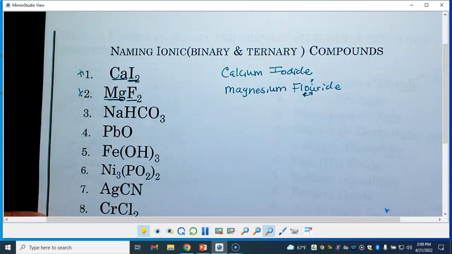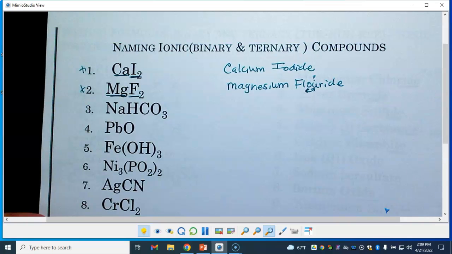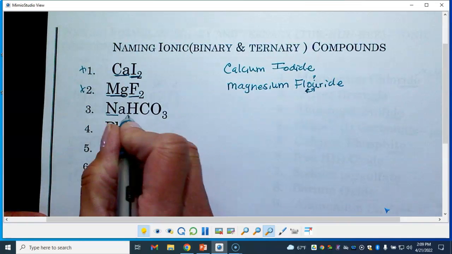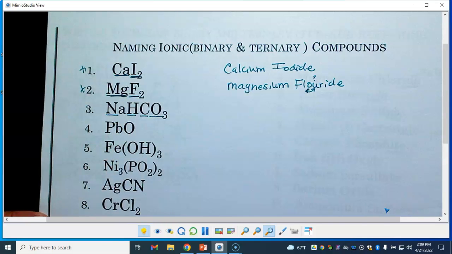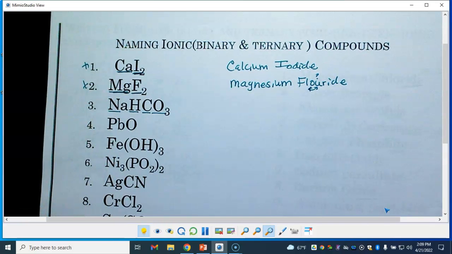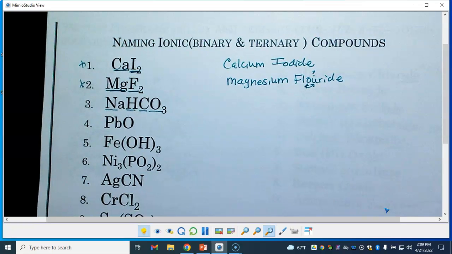Okay. So number 3 is not binary because I have 1, 2, 3, 4 different elements. So this is a ternary compound. And if you remember, I said if there's a ternary compound, what is definitely in the formula? A polyatomic ion is in there somewhere.